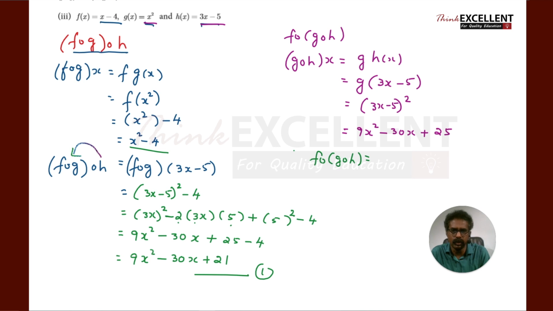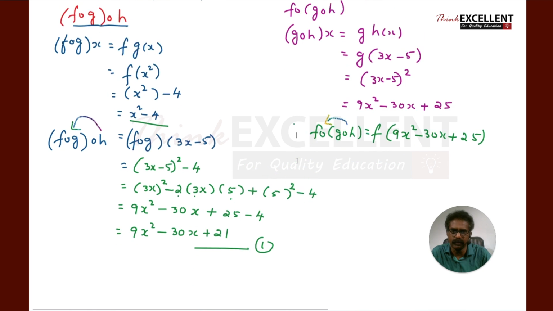So what's the meaning of this? You have to substitute this g composition h in f. Sorry, g composition h in f. So you can write it as f of g composition h. What is that? That's the answer you got here, 9x square minus 30x plus 25. So this lengthy value is substituted in f. What is f of x?